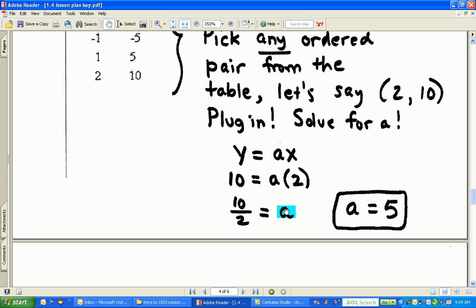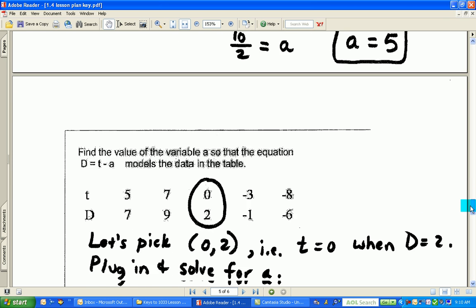So the best approach to this type of problem, when you're given the formula and you're looking for something missing from the formula, pick one ordered pair from the table that's easy to work with, plug the x value in, plug the y value in, and solve for the missing letter. All right?